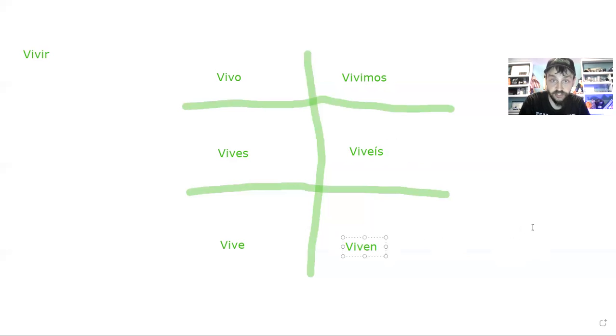And these are conjugations in the indicative present tense form. So for the Spanish verb vivir, you have yo vivo, tú vives, él vive, ella vive, usted vive, nosotros vivimos, nosotras vivimos, vosotros vivís, vosotras vivís, ellos viven, ellas viven, y ustedes viven.